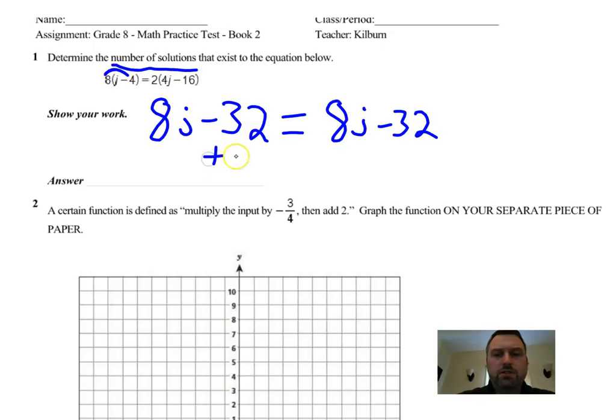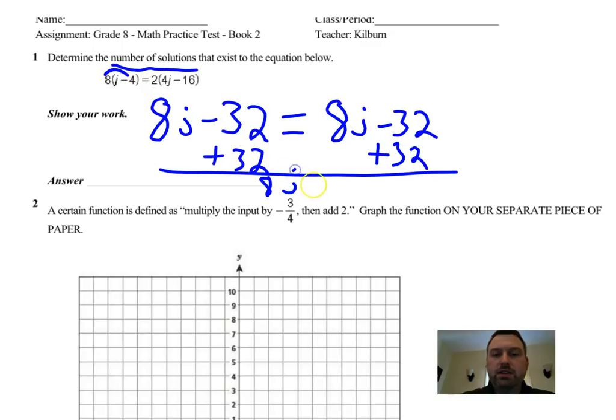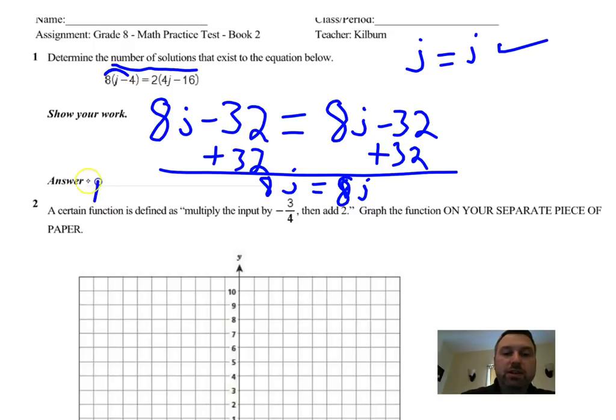Something should look kind of familiar here. I could add 32 to both sides. It gives me 8j equals 8j. Divide both sides by 8 and you get j equals j. Remember, if you're solving an equation and you get what looks like a proper check, that means there are infinitely many solutions, which a good amount of you did. Some of you put down no solution. But it's infinitely many solutions.